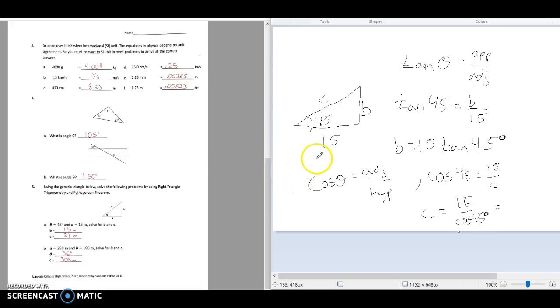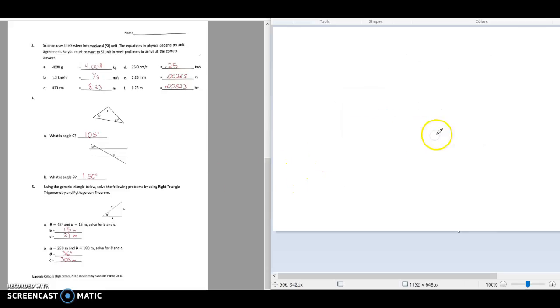Alright, last question, part B. For part B, we have a new triangle. This time we don't know what theta is. We have side A equals 250, side B equals 180, and then C. So we're going to solve for C and theta.